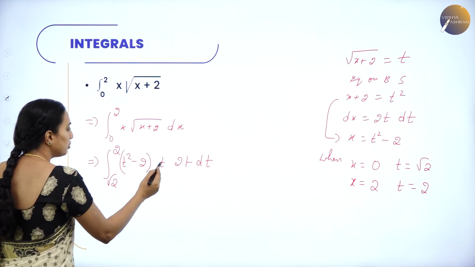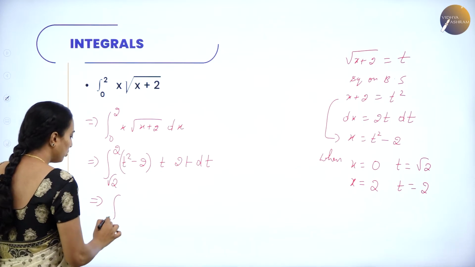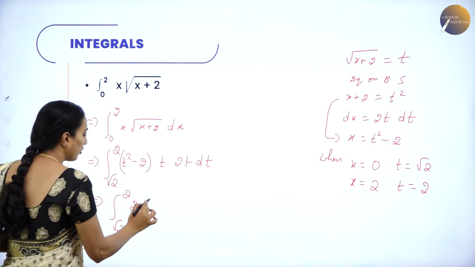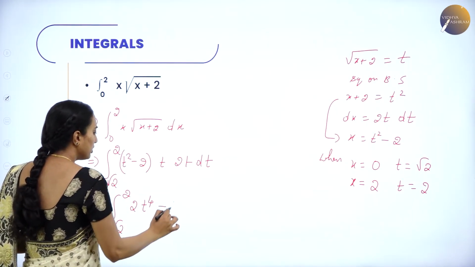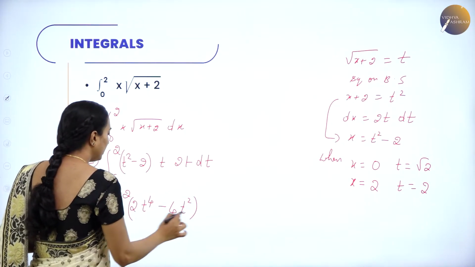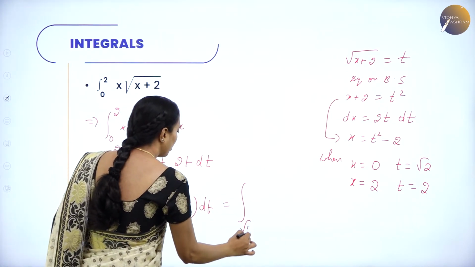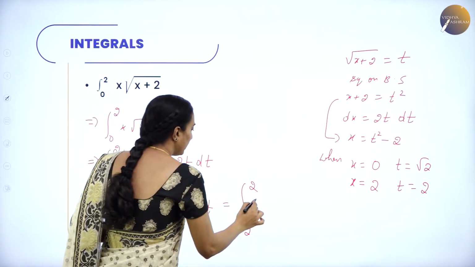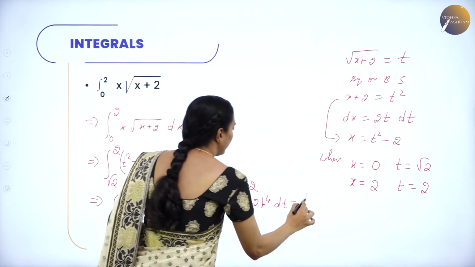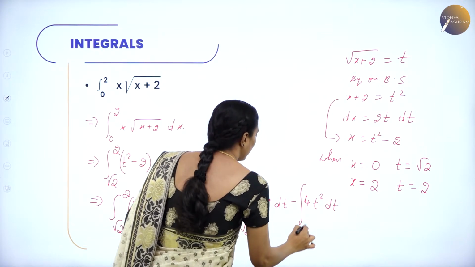Now you have 2t dt, and 2t is multiplied inside. So from root 2 to 2, 2t squared into t squared is 2t to the power of 4. Again, minus 2 into 2 is 4, t into t is t squared, right? So t squared dt. Now you can simplify this one: the integral from root 2 to 2 of 2t to the power of 4 dt minus 4t squared dt.